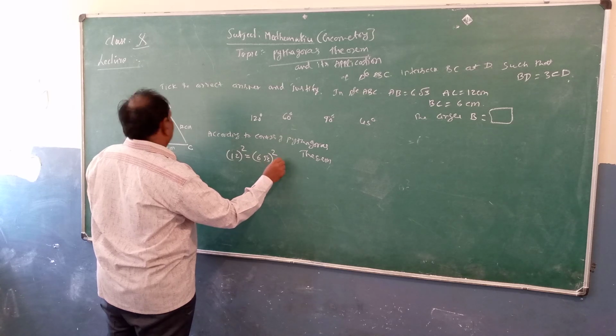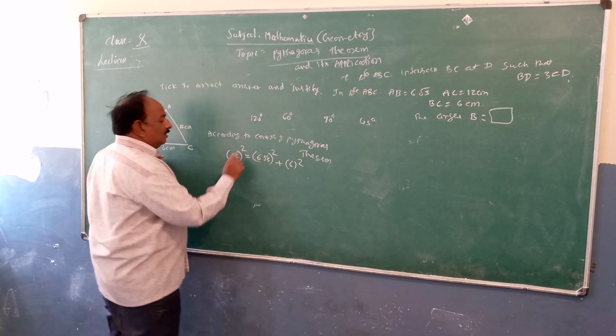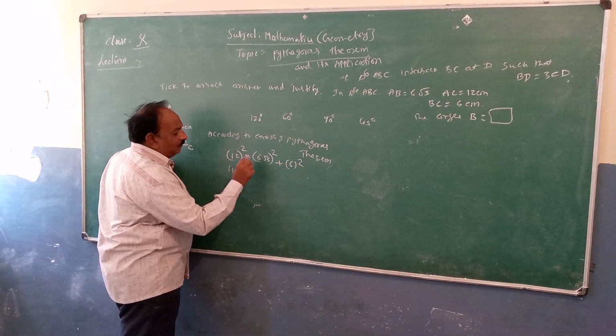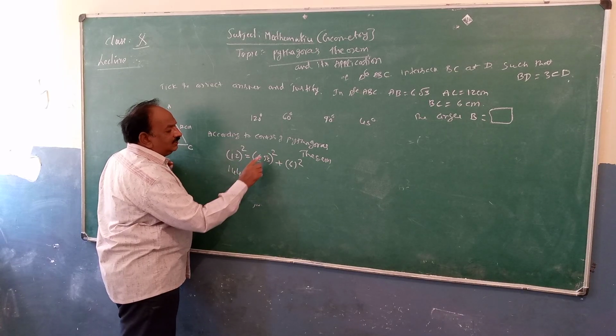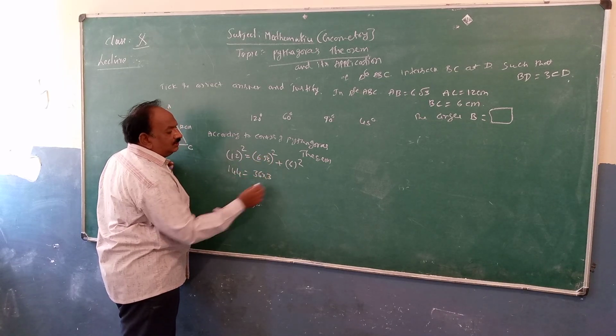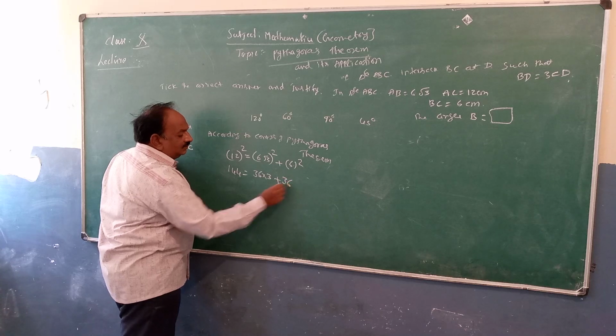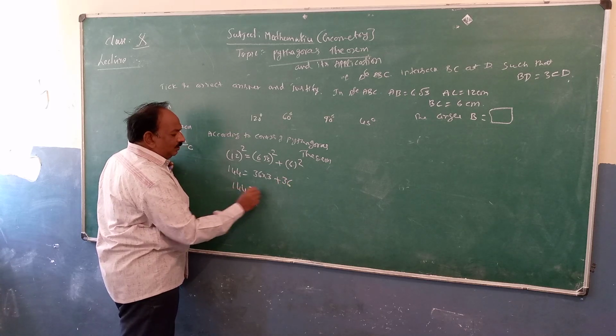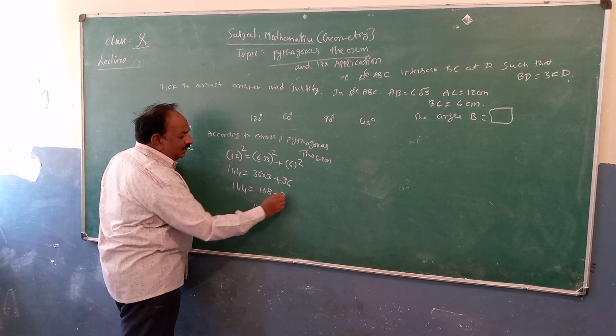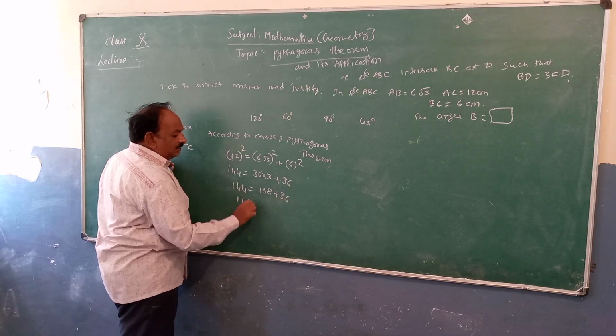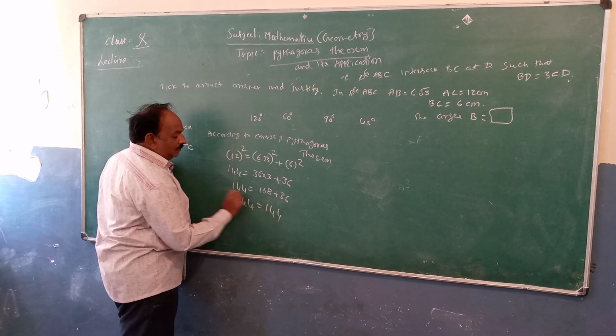6√3 whole square plus 6 whole square. 12 12s are 144. 6 6s are 36. Root 3 into root 3 is 3, so 108, plus 36. 144 is equal to 108 plus 36. 144 is equal to 144.